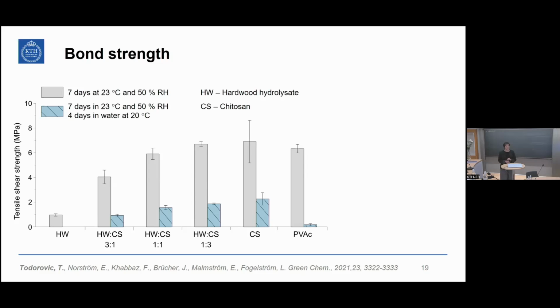And we have different strengths. One is dry strength, when samples were conditioned 7 days in standard atmosphere after pressing, and wet strength, where after this conditioning they were immersed in water for 4 days and then tested in the wet state.